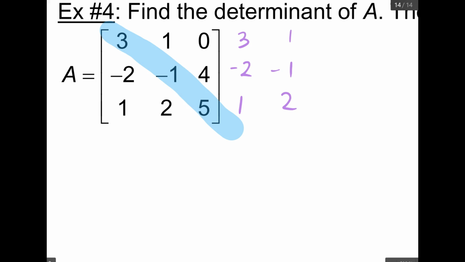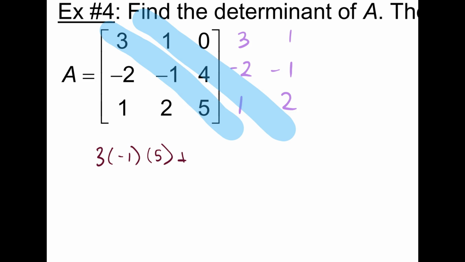3 times -1 times 5 plus 1 times 4 times 1. Wait. I'm still right. I kind of like the original way.